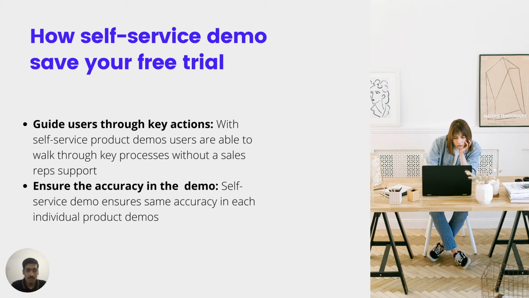With a self-service product demo, users are able to walk through key processes without sales rep support. It also ensures accuracy in the demonstration, because we know that a product demonstration is key, and if it goes wrong, that's going to be a showstopper, because definitely that's not going to be a better conversion. So a self-service product demo ensures the same accuracy in each individual product demonstration, compared to the one-to-one sales rep product demonstration.